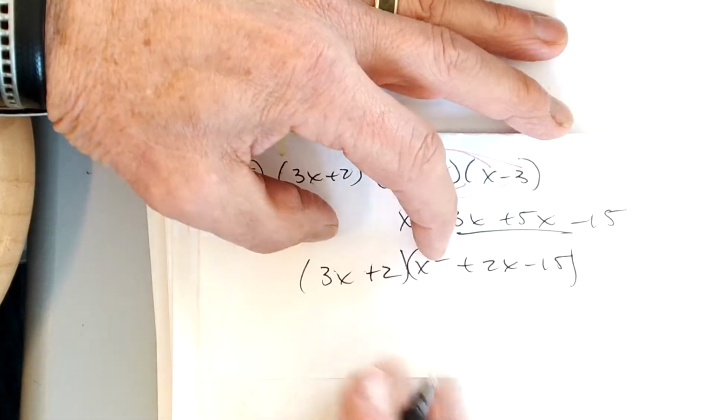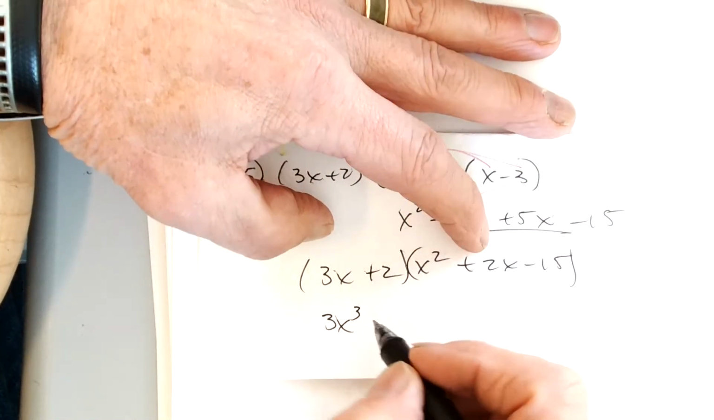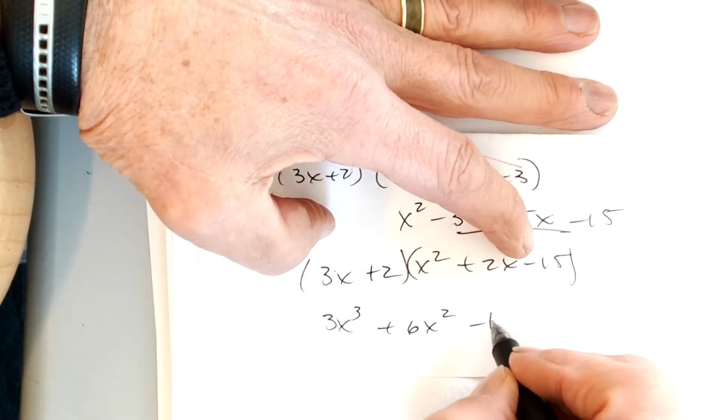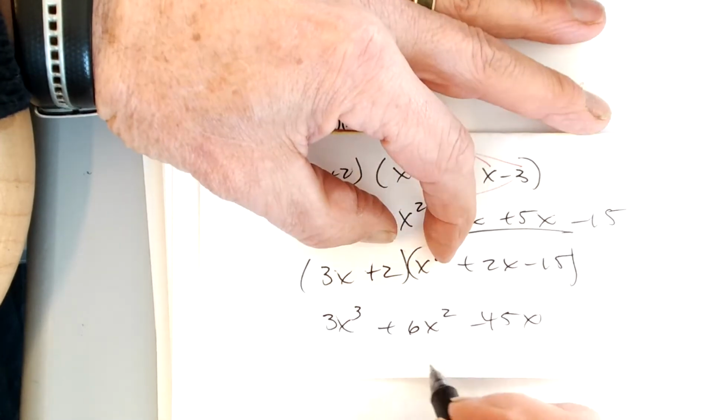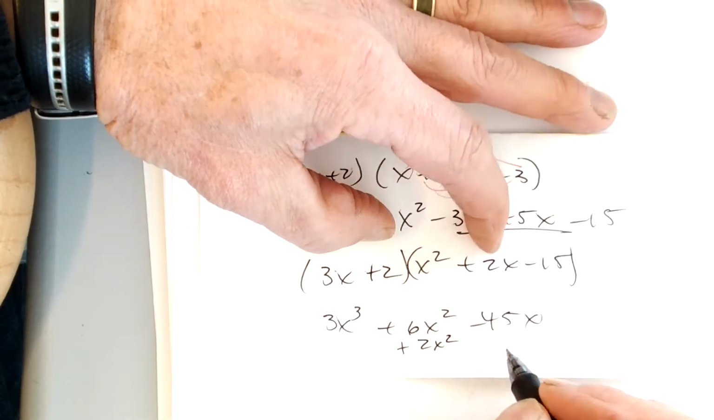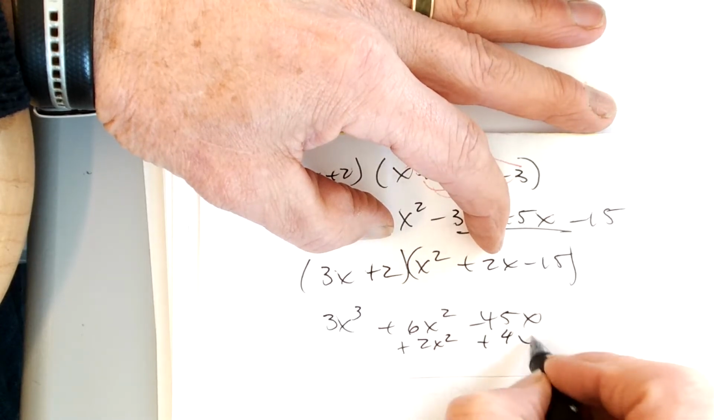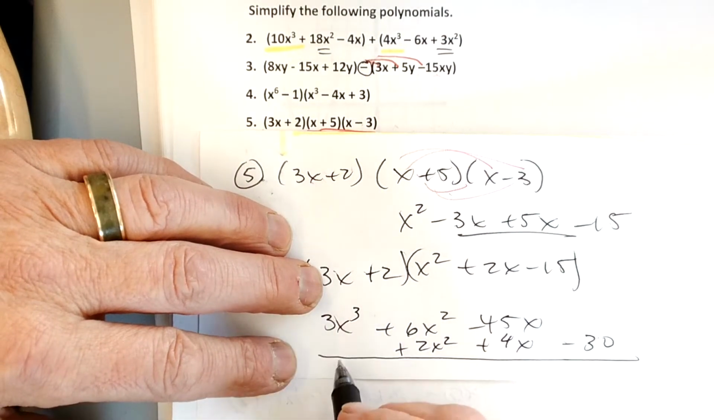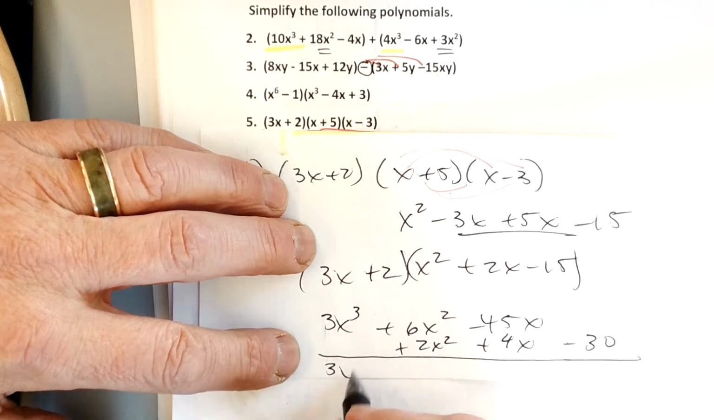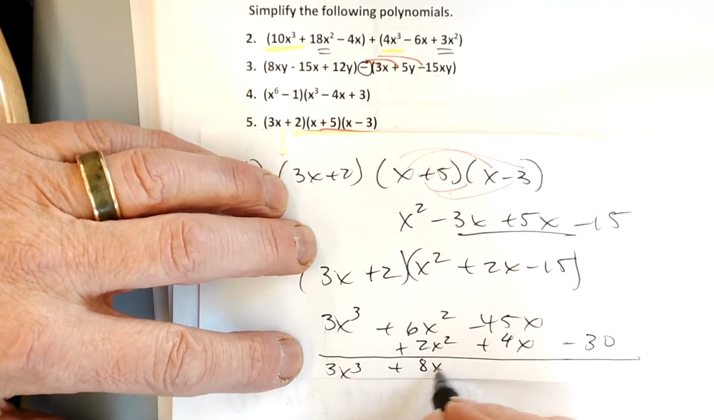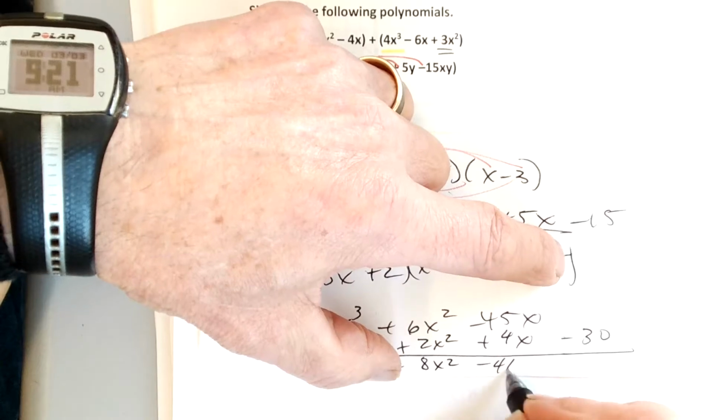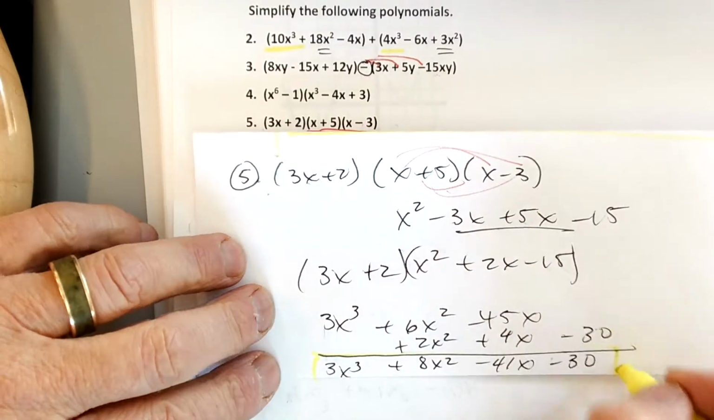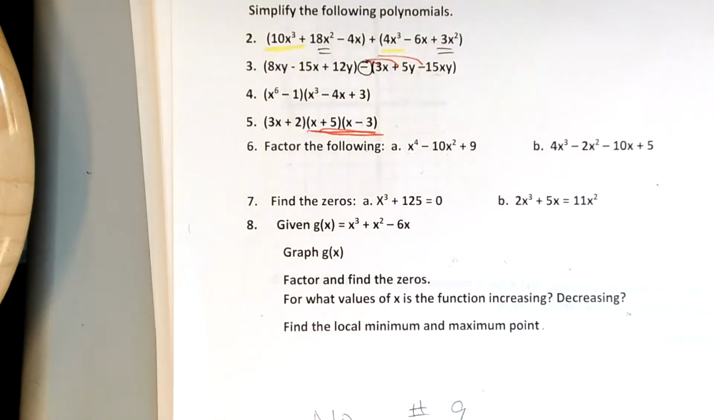and I'll have a 3x cubed plus a 6x squared minus, what's that, 45x, and then I'll take the 2 through and I'll line them up, plus 2x squared plus 4x, and then minus 30, and then just combine and add like terms. That's the only x cubed. That's why I like to line them up. 3x cubed plus 8x squared minus 41x minus 30, and they're all different terms, so that is the answer to number 5.